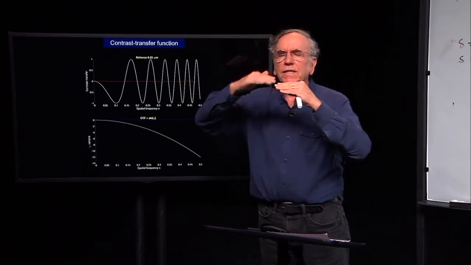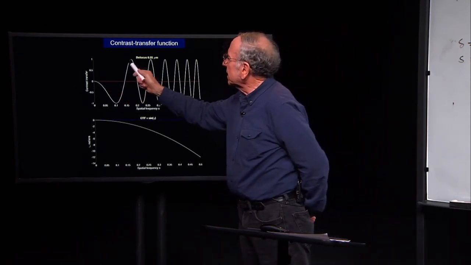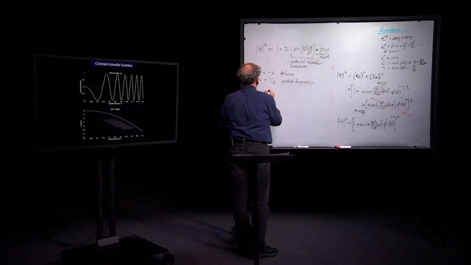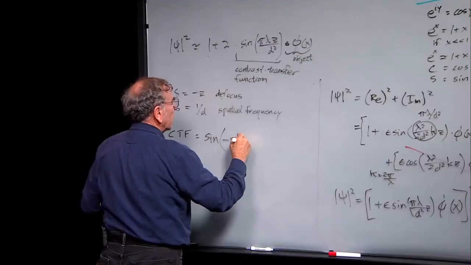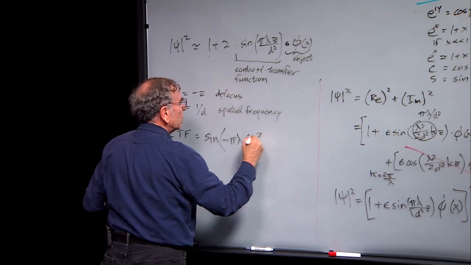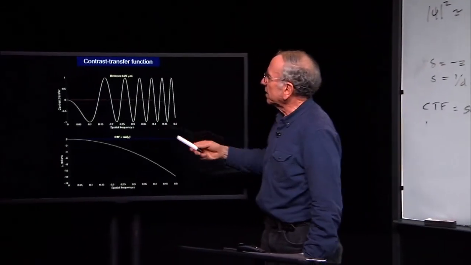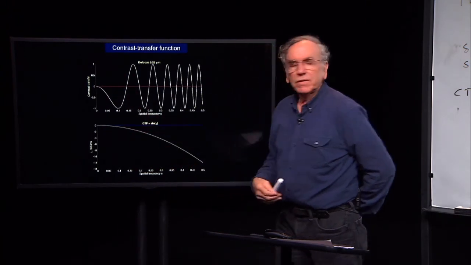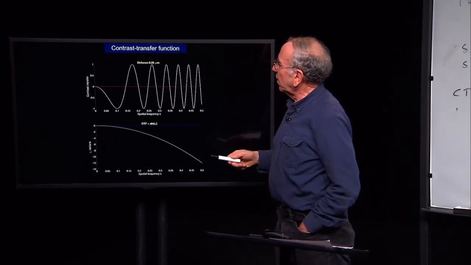This is going to be focusing at 1/4 of a micron above the specimen. And now I'm plotting this contrast transfer function as a function of s rather than as a function of d. So the contrast transfer function in this case is sine of minus pi lambda defocus times spatial frequency squared. And so as spatial frequency increases, I get oscillations. When there is 0 spatial frequency, there is 0 contrast transfer because the sine function is 0. But as I increase in spatial frequency, I get oscillations.